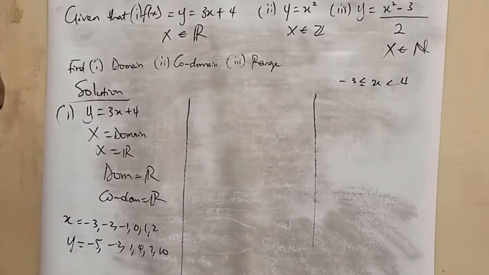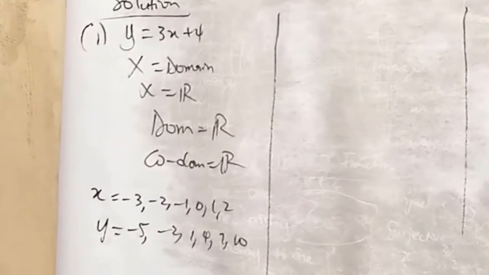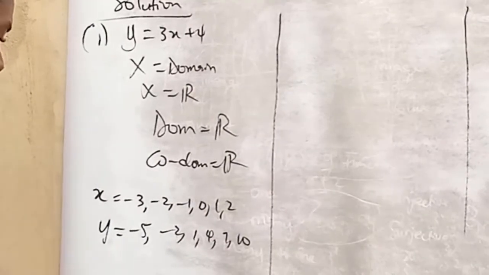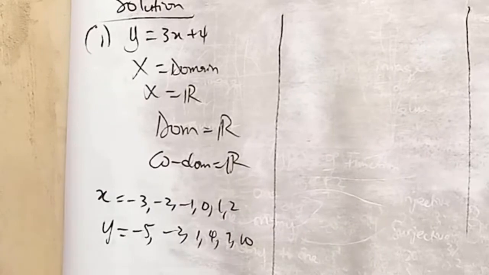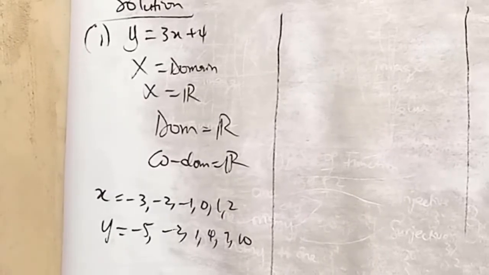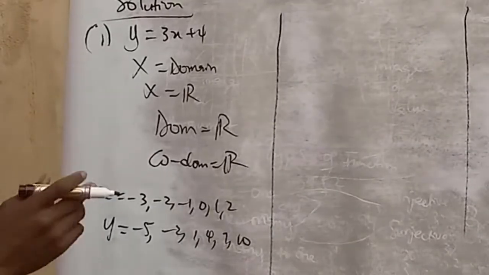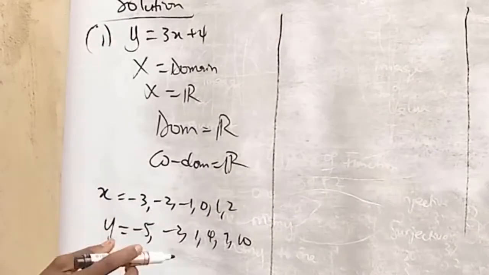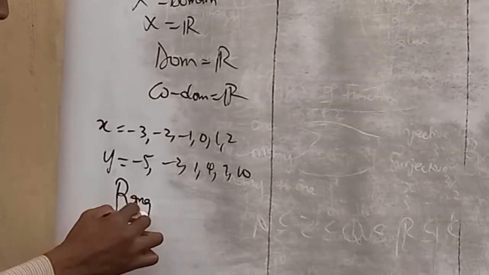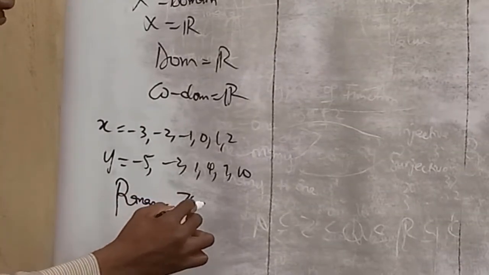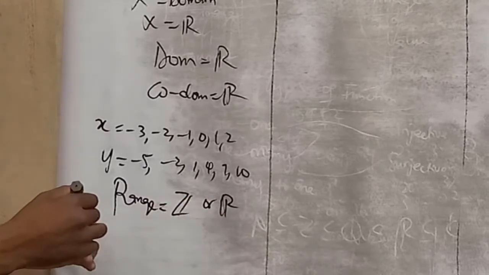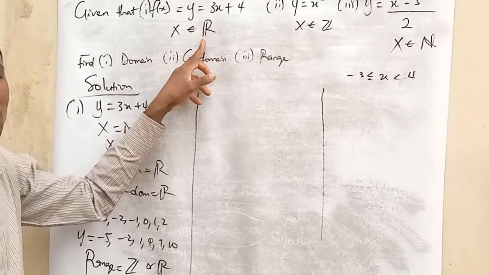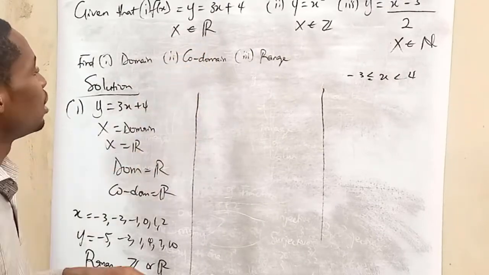Check the values of your y. What do they look like? They look like integers. They also look like real numbers. Now, if you don't know what integers are, you can also check my videos on whole numbers, the first video I uploaded, or the next one. Since my images look like integers or real numbers, I can say my range equals integers or real numbers, but most appropriately, I would have to use real numbers, because I was given this in the question and it satisfies this condition.